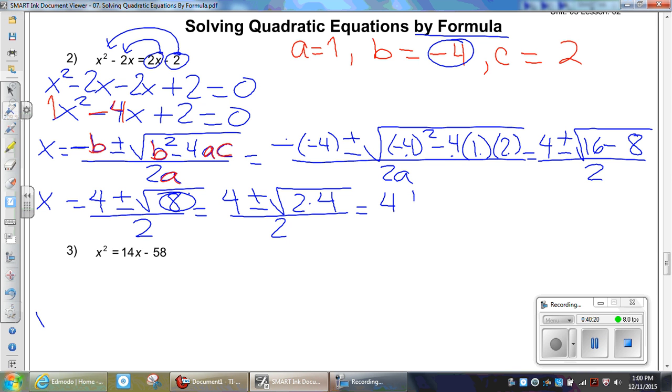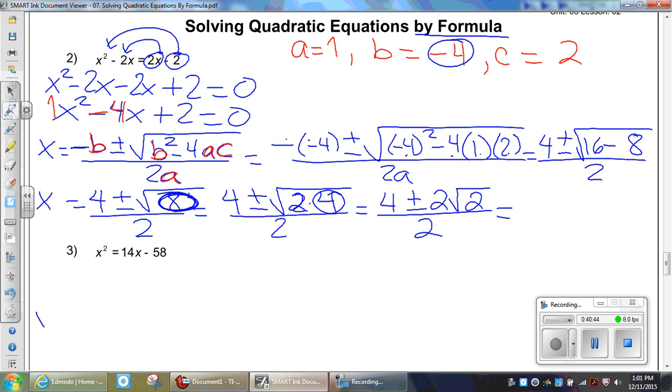So 4 plus minus, now the square root of 4 is 2. And this other 2 is going to remain inside the radical. And in this case, you could see the discriminant is a positive number, so that tells me I get two real solutions. But since 8 is not a perfect square, my solutions will be irrational.